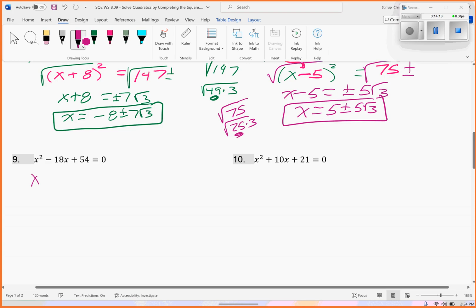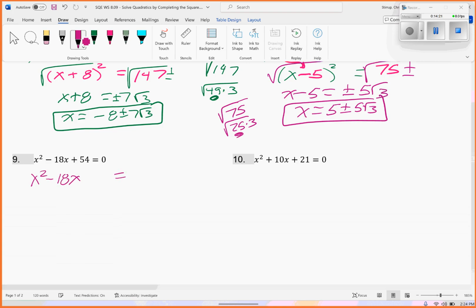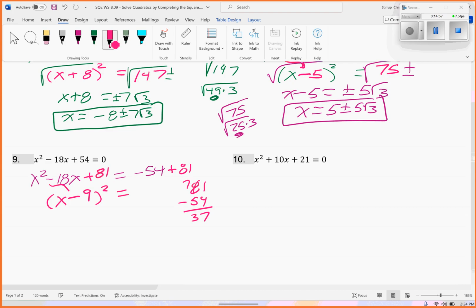So do what first? Minus 54. Make the parentheses. What's my sign in the parentheses? Yep, it matches up. Half of 18. 9 squared. 81. All right, 81 minus 54. Is it 33? Might be. Hang on, I gotta do it. Let's see, that's gonna be what, 37. Cool. Close. I like that. Ballparking it. I like it. All right, 37.